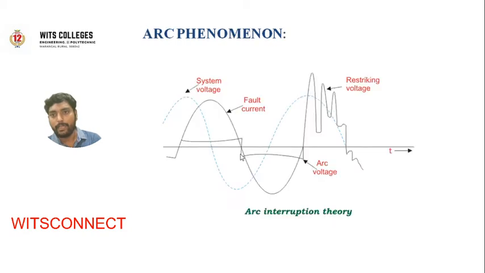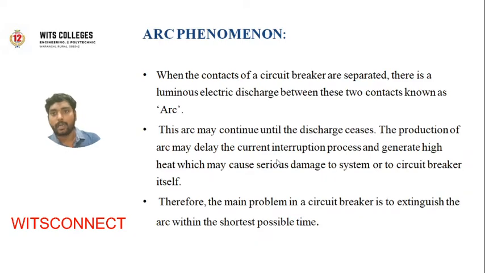Based on these mediums, we classify different types of circuit breakers. Next is the arc phenomenon. What is arc? How is an arc produced across the contacts of a circuit breaker? I will explain the arc phenomena theory later. First we go for the arc phenomena concept.